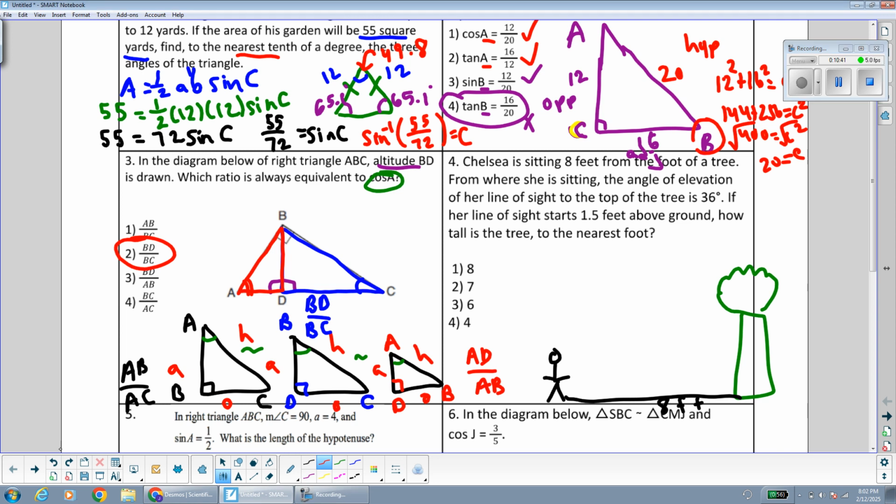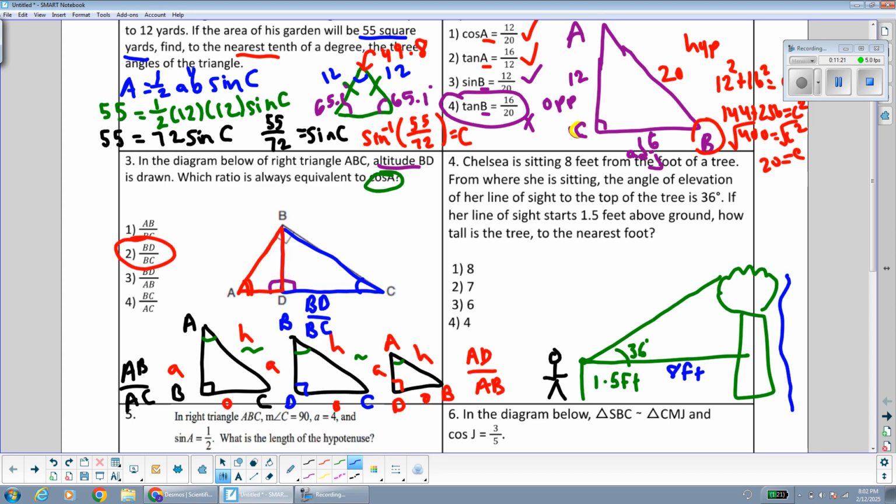Actually, let me not label it that way. Give me one second. Now that I read the question, Chelsea's line of sight starts 1.5 feet above the ground. So from her line of sight to the top of the tree, the angle of elevation is 36 degrees. And she is 8 feet from the tree. And we need to find how tall the entire tree is.